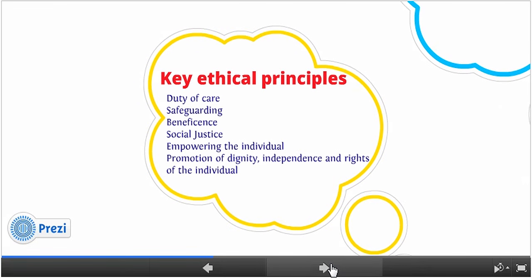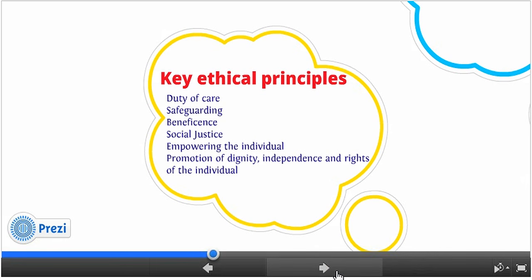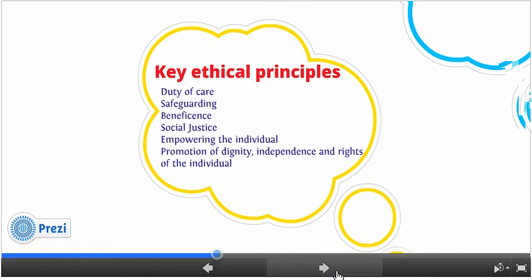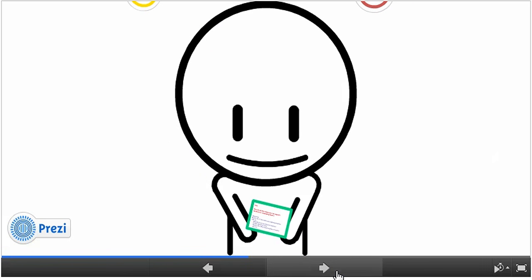So some of the key ethical principles that practitioners have to consider are their duty of care, safeguarding issues, beneficence, ideas around social justice. Professional practitioners need to empower the individuals and ensure that they are promoting dignity. So it's a lot for a practitioner to consider.